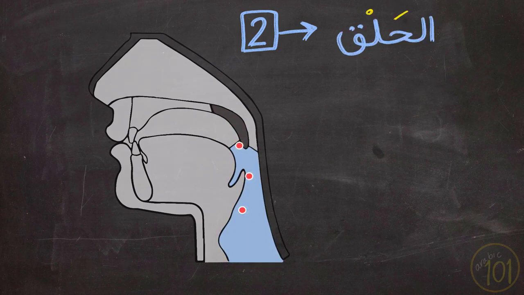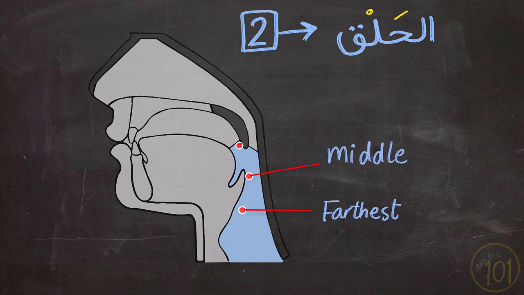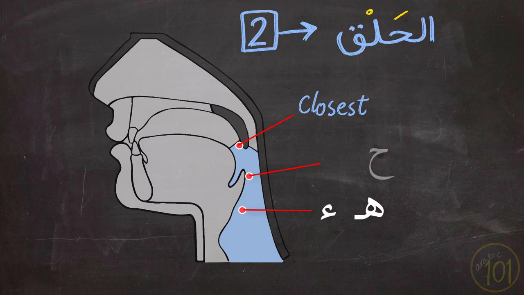They are the farthest part of the throat, the middle part, and the closest part of the throat. And as it happens, each of these 3 articulation points produces 2 sounds. The farthest part of the throat produces ha and hamza. The middle part produces ha and ayn. And the closest part produces kha and ghayn. And in this lesson, we'll focus on the farthest part of the throat and the sounds produced in that area.